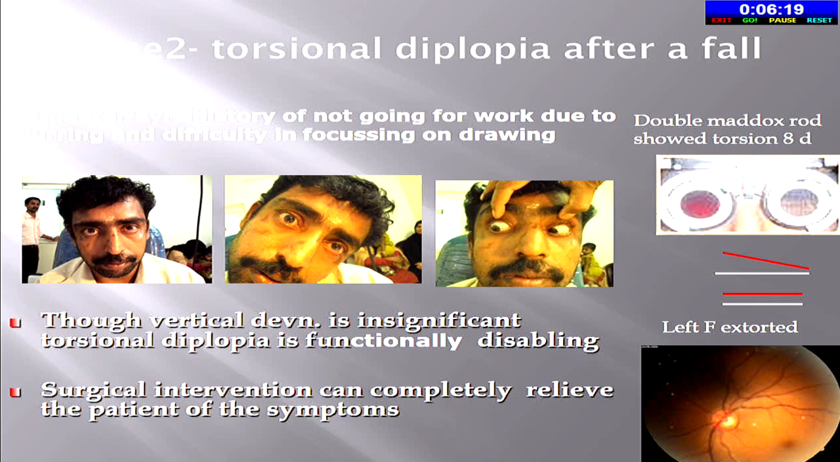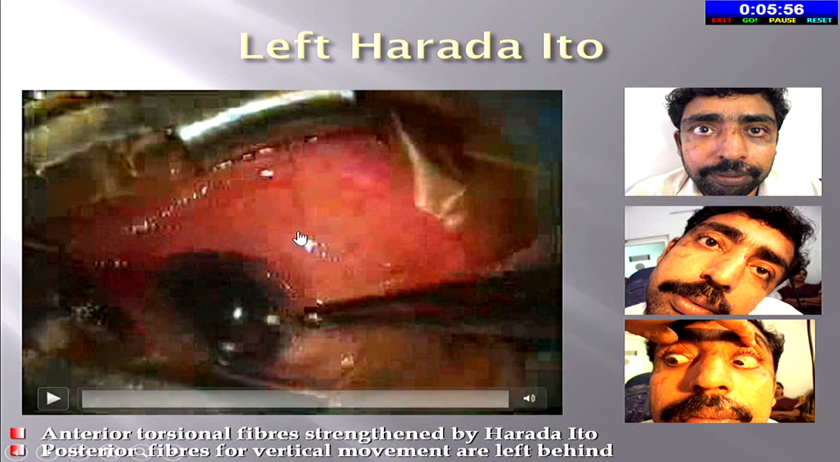There is a very, very subtle vertical tropia, so he was discharged from most of the places as saying there is no squint. Though there is no vertical deviation, there is a torsional diplopia which is detected subjectively by double Maddox rod test, and we can even see the fundus was extorted, and surgical intervention completely relieved him of the complaints. He has a superior oblique palsy.